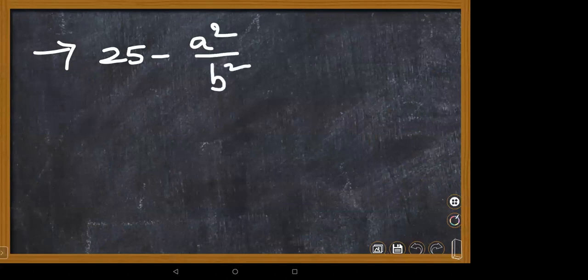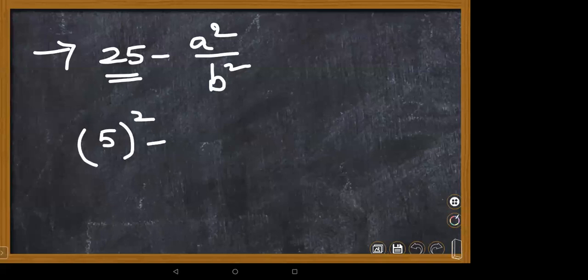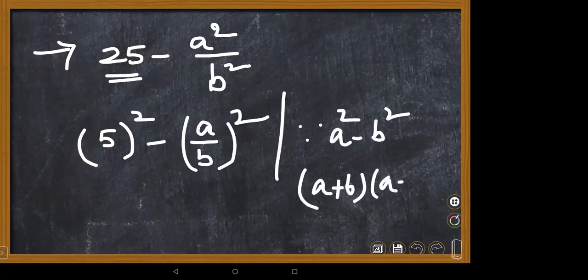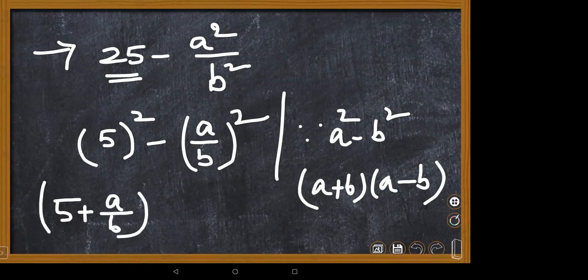This is some other different one, but it is also very simple. What should we do here? 25 can be written as 5 square. Very good. Then a by b, can I write this as a by b whole square? Yes, ma'am. So now what is the identity? A square minus B square is written as A plus B into A minus B. Here what is the A value? 5. B value? a by b. So 5 plus a by b into 5 minus a by b.